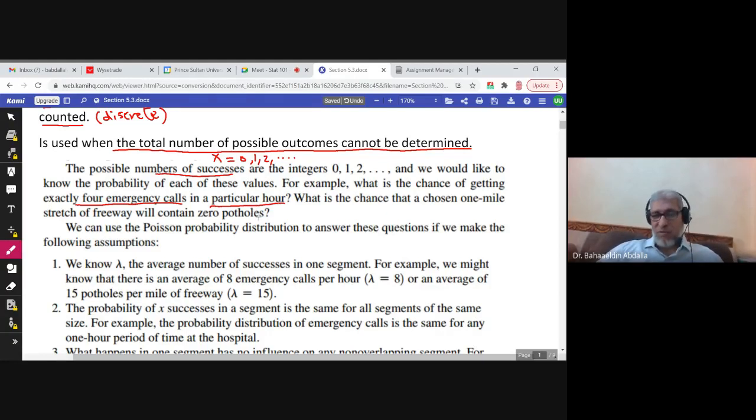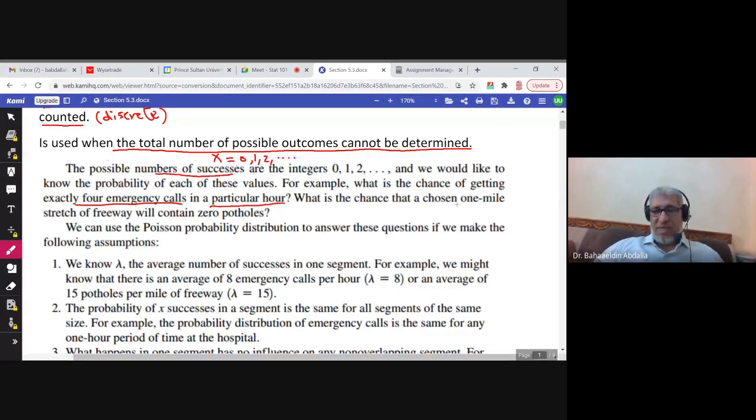Of course, we can know how many times we receive calls. We can count the number of calls. For example, here we could be given the average number of calls in a particular hour. But the thing that I don't know is the number of people who did not call the emergency in that hour, the failure. This is something I cannot count. So I don't know the total number of possible outcomes.